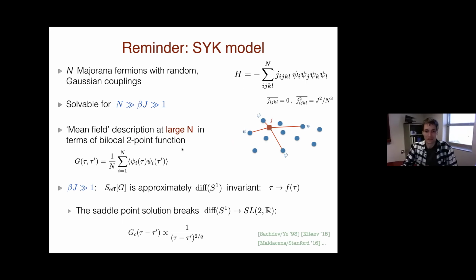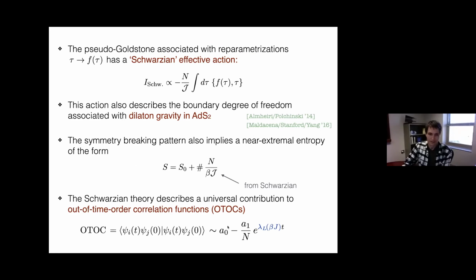The way this is done is by formulating a mean field description of the theory at large N in terms of a bilocal field, a bilocal two-point function, and the corresponding self-energy field. A way to think about much of the physics is in terms of an emergent reparametrization symmetry at large N, or at strong coupling, which is spontaneously broken by the saddle point solution, and it's also explicitly broken. So the time reparametrizations around the saddle point are not quite a symmetry, but they become soft modes and acquire a small action. And this is the famous Schwarzian action, which describes various leading effects in gravity and in this strongly coupled system.